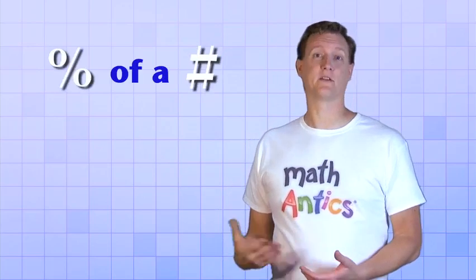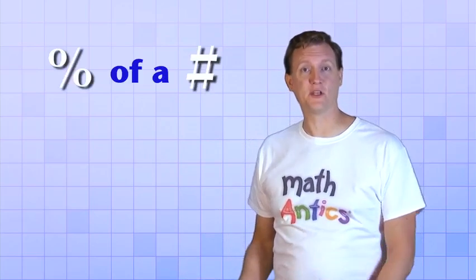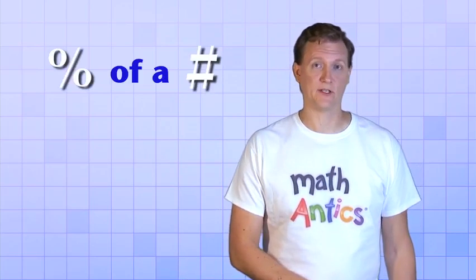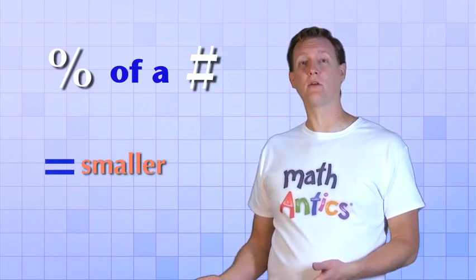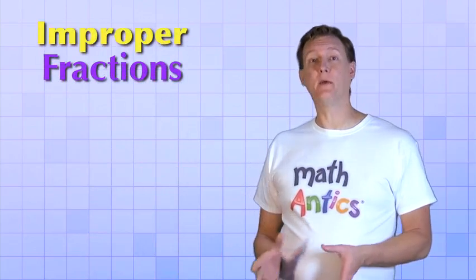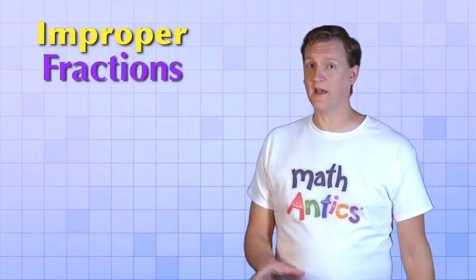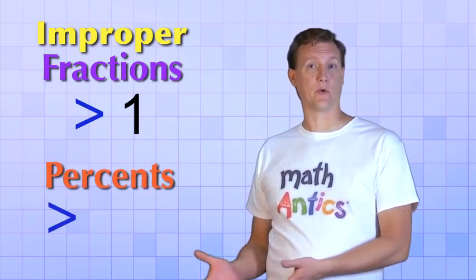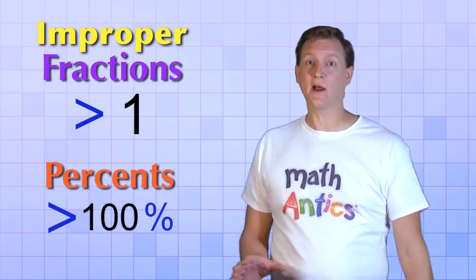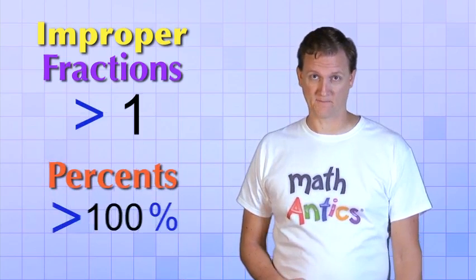Cha-ching! Okay then. In the last two problems, we found a percent of a number, which, like we learned at the beginning of the video, just means finding a fraction of an amount. And like you'd expect when finding a fraction of something, the answer was smaller than the amount we started with. But remember, fractions can be improper too, which means that their value is greater than 1. And in the same way, percents can be greater than 100%. So you might come across situations like this.